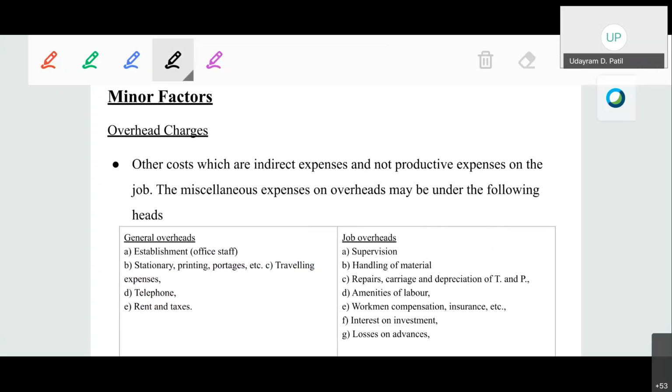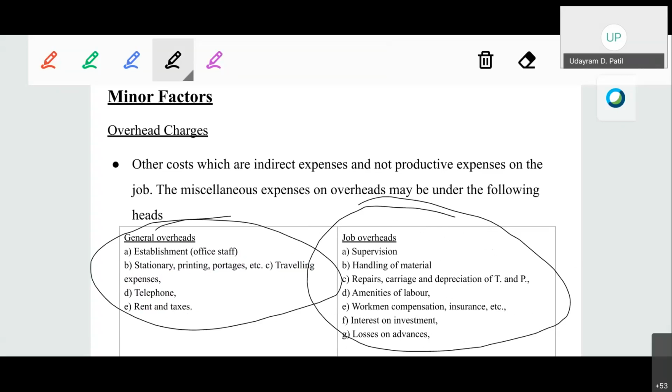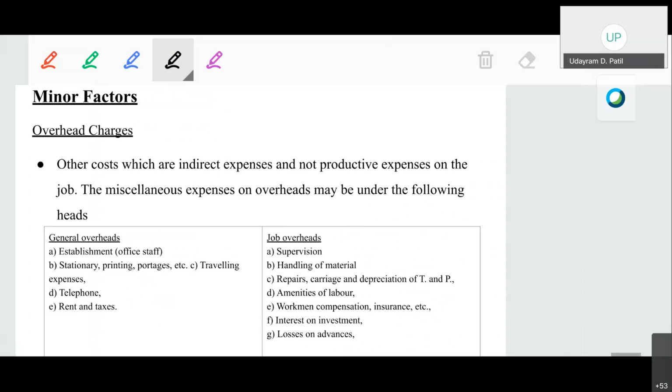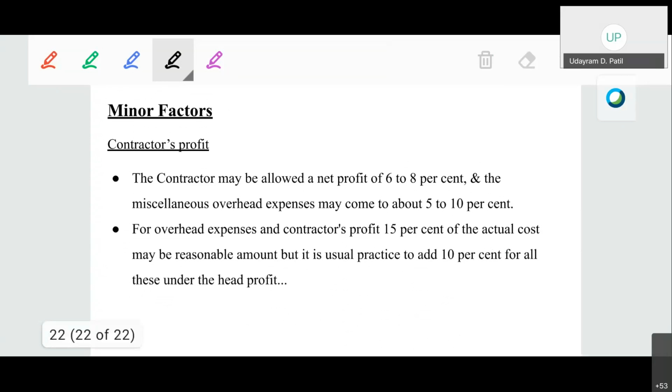So there are two overheads we have to consider while calculating the overhead charges. Depending upon these particular charges, the unit cost of the particular item of work would be different. And last will be the contractor's profit.